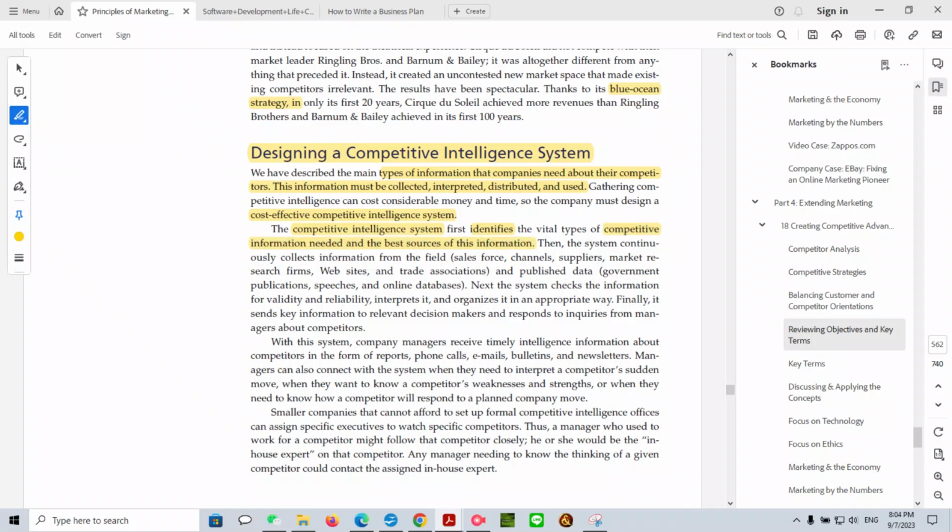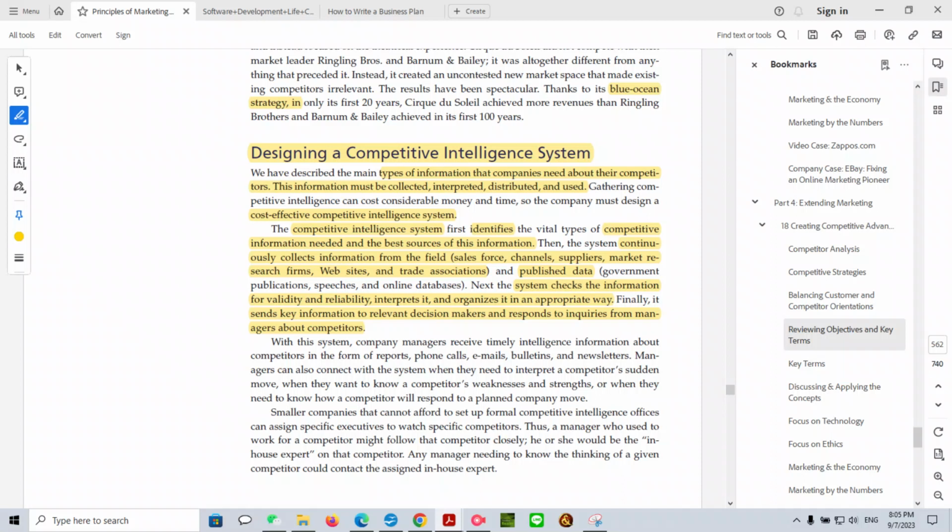Then the system continuously collects information on the field, such as sales force, channels, suppliers, market research firms, websites, and trade associations. Then you take the published data, such as government publications, speeches, and online databases. Okay, so this is the sort of public information. And after that, the system checks the information for validity and reliability, and interprets it and organizes it into an appropriate way. And then finally, it sends key information to relevant decision makers to respond to inquiries from managers about competitors. So it'll be your manager of the marketing department or manager of whatever department that's relevant to what you're doing in the campaign.